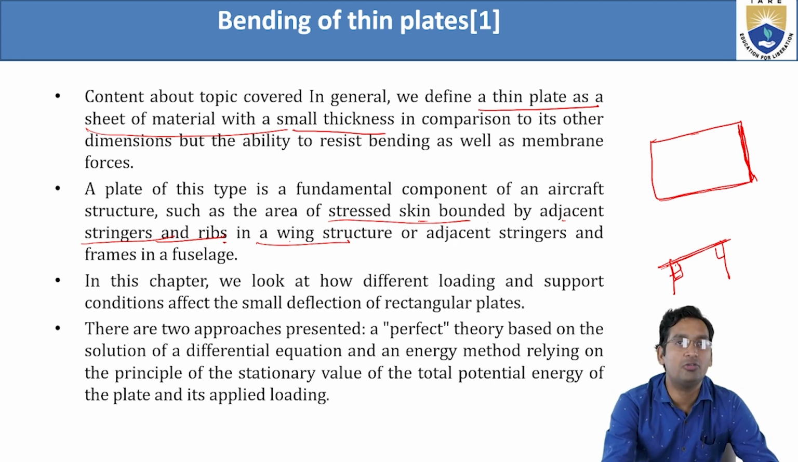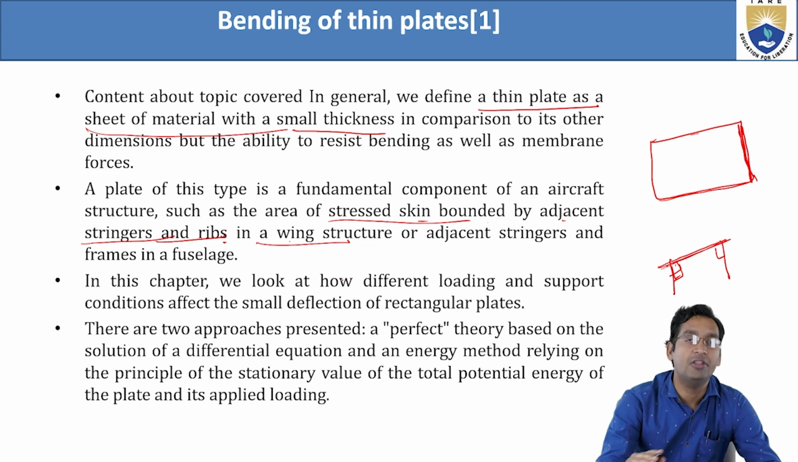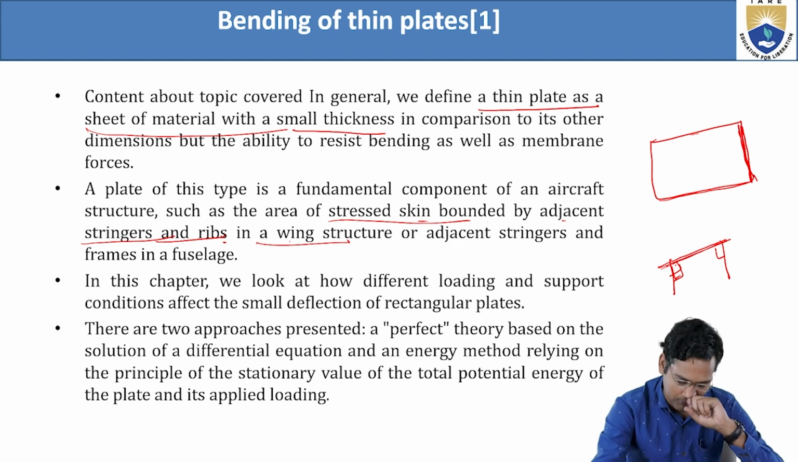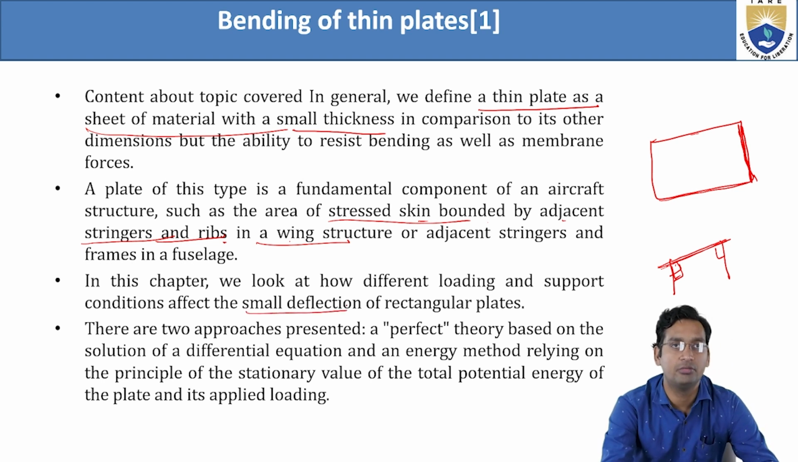In this chapter, we look at how different loading and support conditions affect the small deflection of a rectangular plate. When a load is applied, depending on how the plate is supported, whether simply supported, cantilever or otherwise, we see how the small deflection is affected.